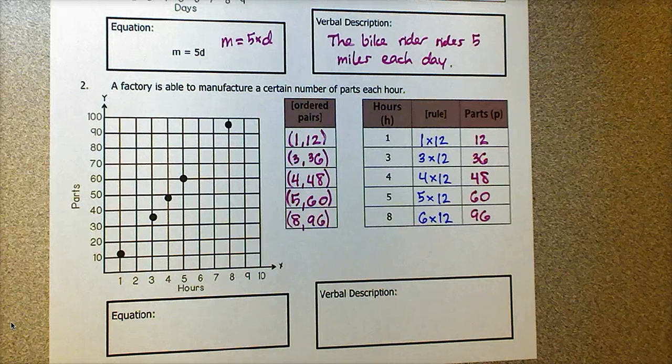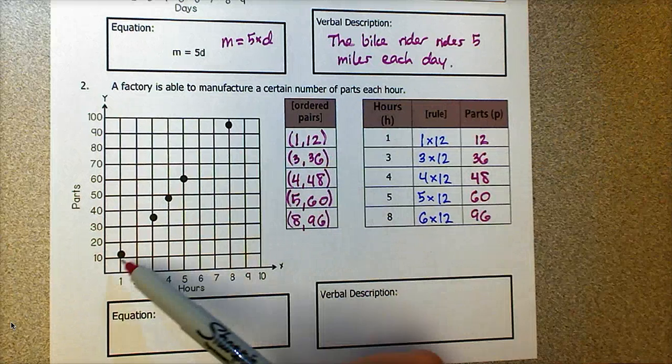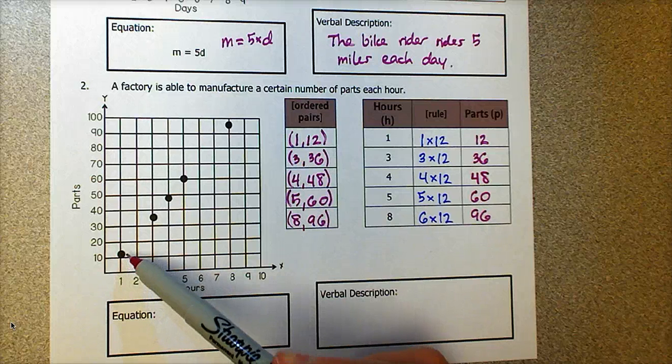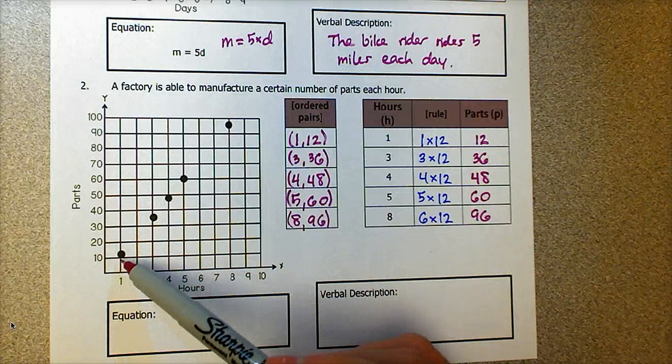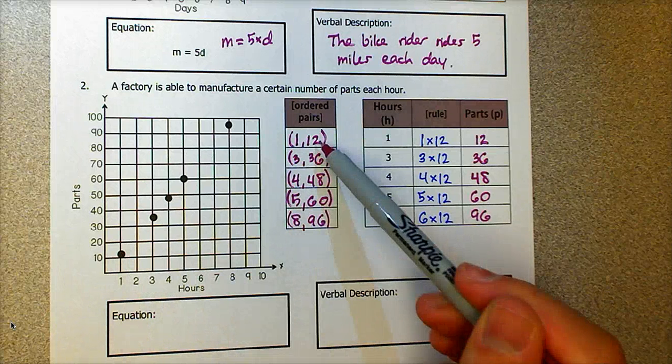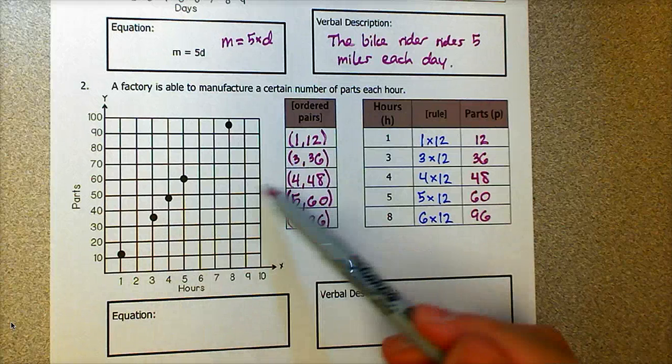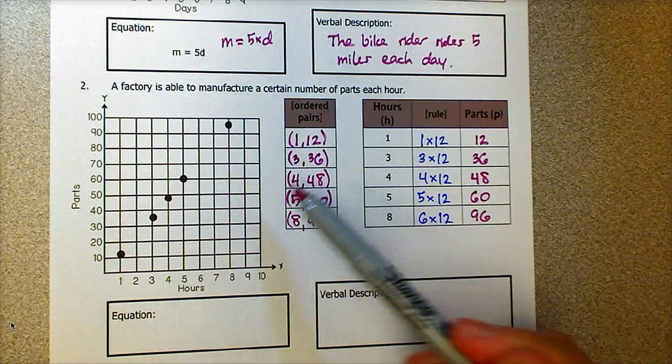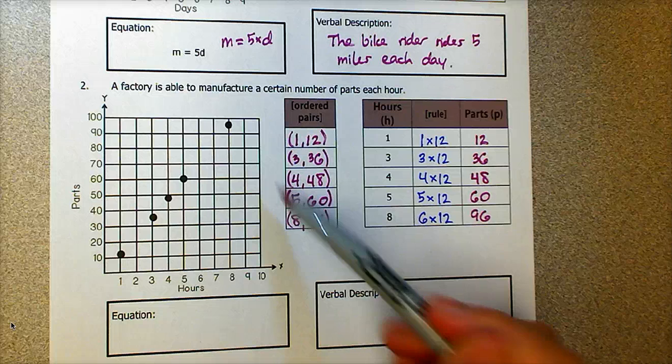Okay, so go ahead and look at your ratio table and your ordered pairs. Now for this one, your ordered pairs may be slightly off of mine. You have to do a little bit of estimating for some of these ordered pairs. For instance, this first ordered pair is at 1 and it's just above 10, so I went ahead and marked that at 112. The next ones I marked at 336, 448, 560, and then 896.